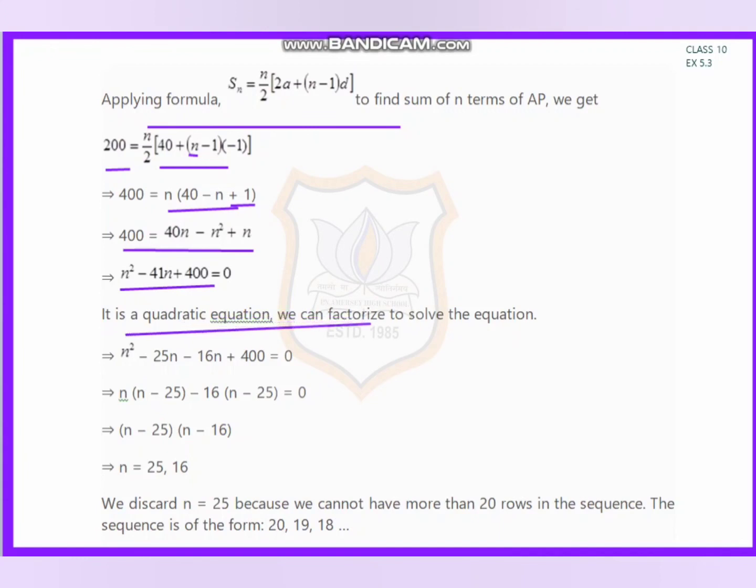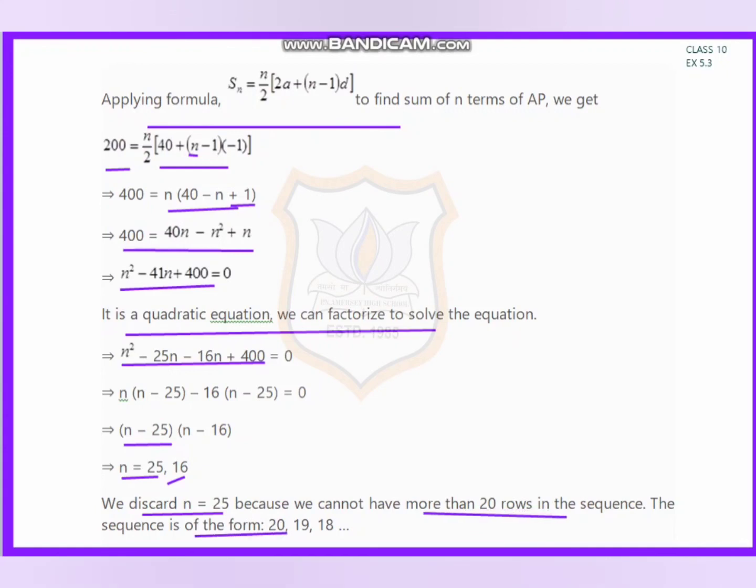Now we have to factorize to solve the equation. So we split the middle term: n square minus 25n minus 16n plus 400 equals 0. Taking common factors from the first two terms, n minus 25, and from the last two terms, n minus 25, we get n minus 25 and n minus 16. So n equals 25 and n equals 16. We discard n equals 25 because we don't have more than 20 rows.